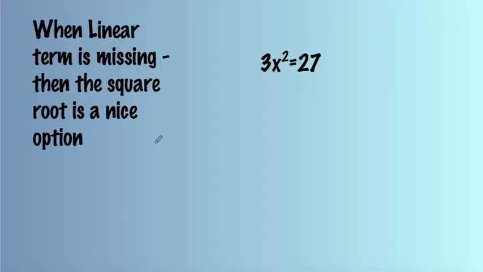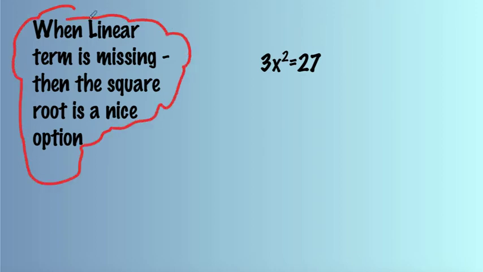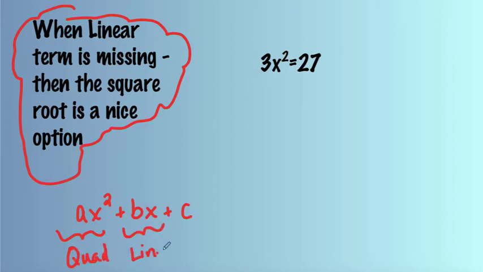Well, when do we use it? Well, I use the square root method when the linear term is missing. Okay, then this is a nice option for you. The linear term, ax squared plus bx plus c. Remember, this is the quadratic term. This is the linear term because the highest exponent of this term is a 1.